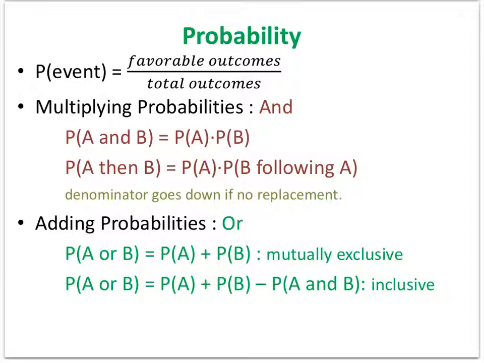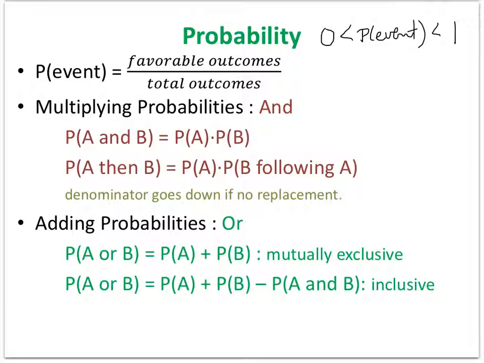Probability is always going to be a fraction, and when you have your probability of an event, it is always going to be a number between 0, which means it's definitely not going to happen, and 1, which is 100% certain to happen. It usually falls somewhere in between those. So the probability of an event is the favorable outcomes, what you're looking for, divided by the total possible outcomes.